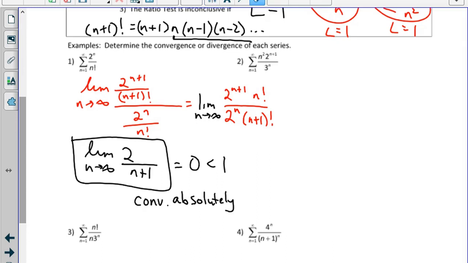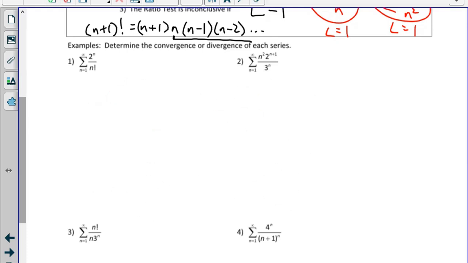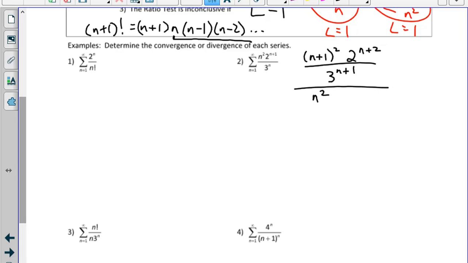If you need that more, pause the tape because I'm erasing it. Okay, number 2. This series, we're going to take a look at the ratio test. Notice we have a bunch of non-zero terms. So I'm going to replace all my n's with n plus 1. So I have n plus 1 squared times 2 to the n plus 2 over 3 to the n plus 1. That's all over n squared times 2 to the n plus 1 over 3 to the n. And we're taking the limit as n goes to infinity.